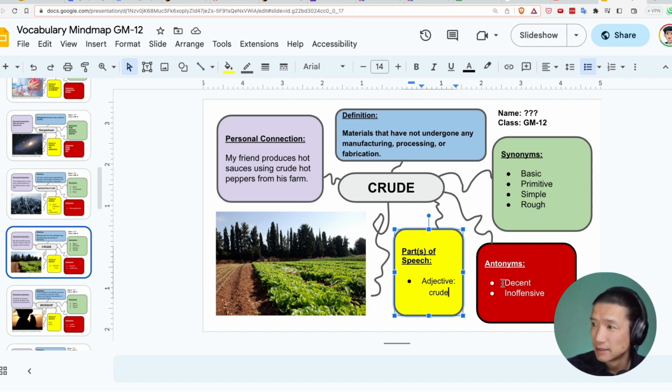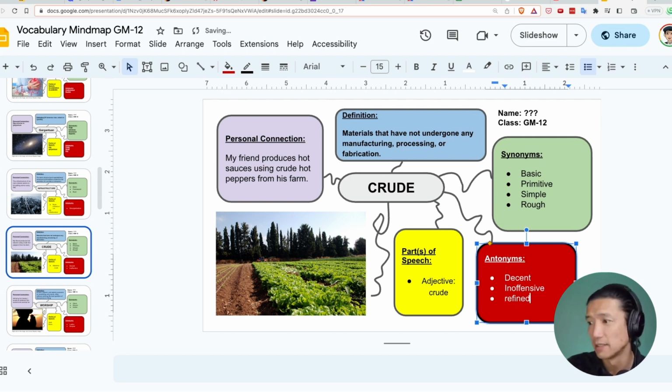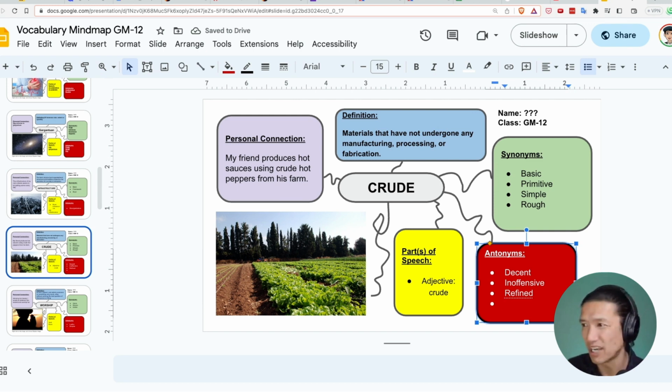The opposite would be decent. Somebody who's nice, or something refined or processed. So processed diamonds or processed materials, right? It's not just the raw materials or crude materials.